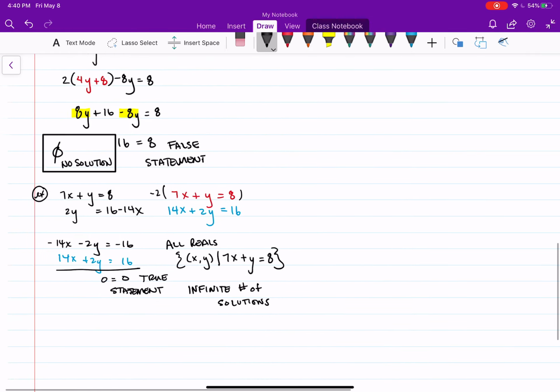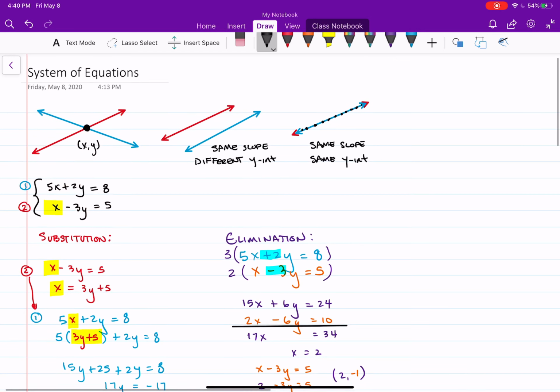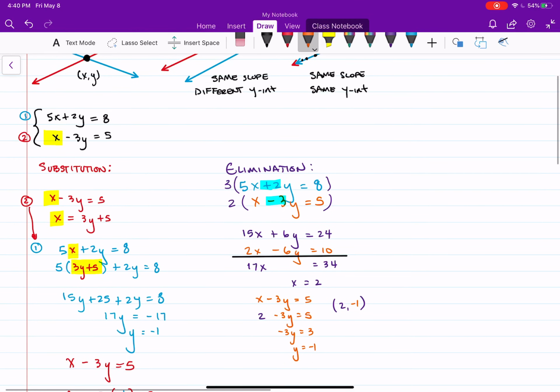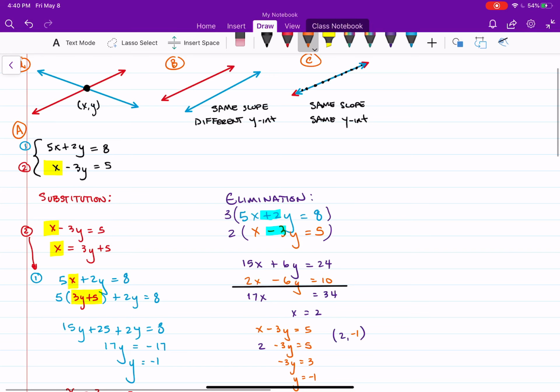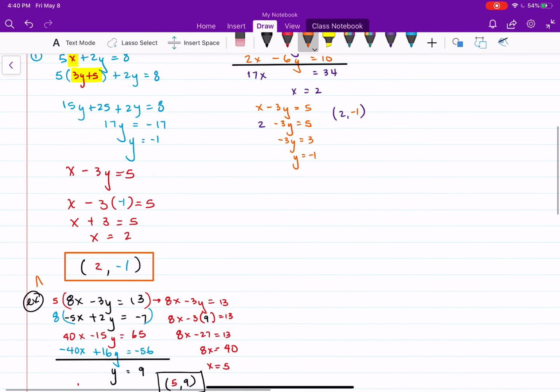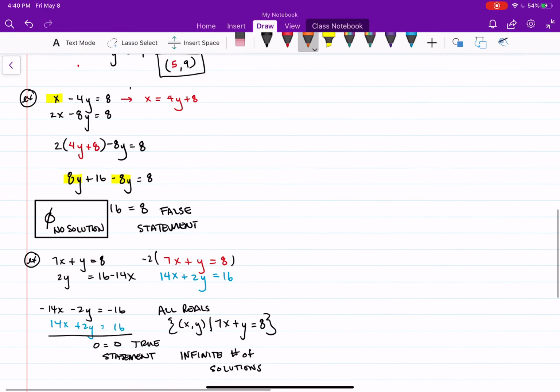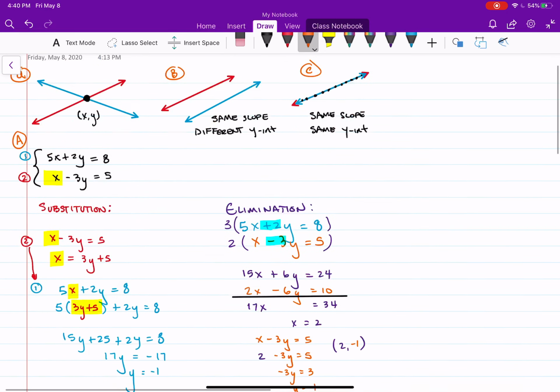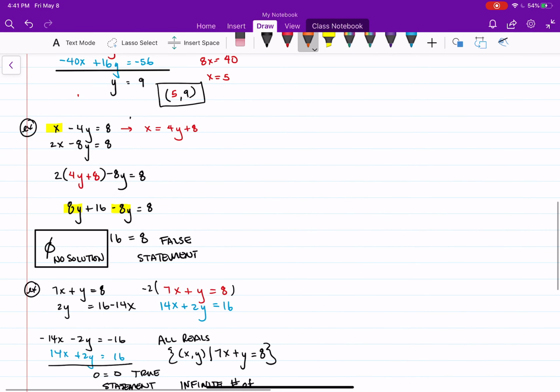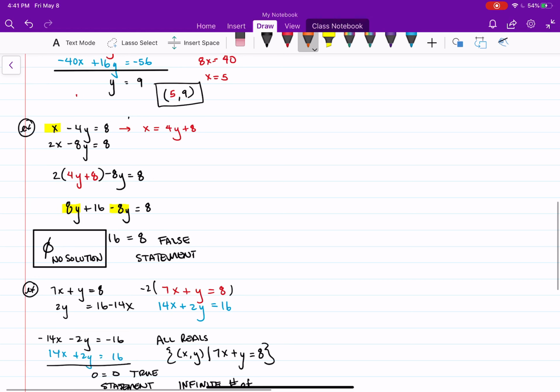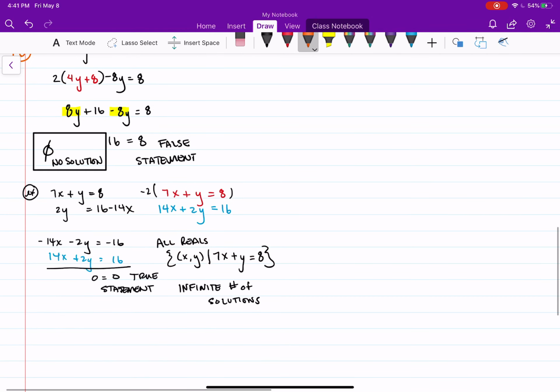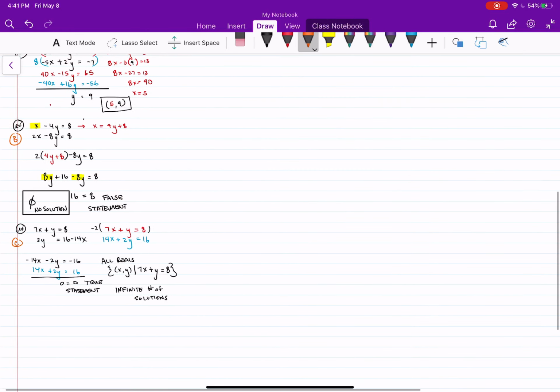Okay? So, again, if I was to label this, let's label this as A, B, and C. So, this would be an A, because we found a point. This one here is a B. And this one here would be a C. Okay? So those are the different choices.